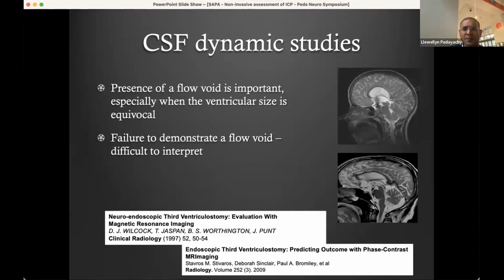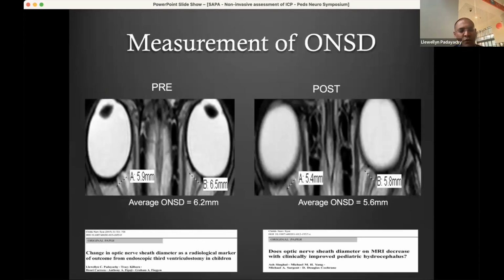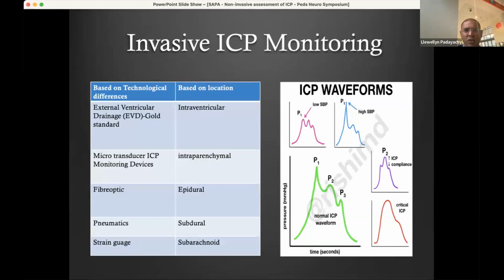CSF dynamics, pre and post third ventriculostomy, we want to see that flow void demonstrated across our stoma, whether that's over the aqueduct as a marker of aqueductal stenosis, or across the stoma that we've made in the third ventricle, post third ventriculostomy. It's quite useful and reassuring, to confirm whether there's flow across that stoma or not. The nerve sheath diameter, we've done some work on that on MRI and ultrasound. I'll show a little bit more about that.